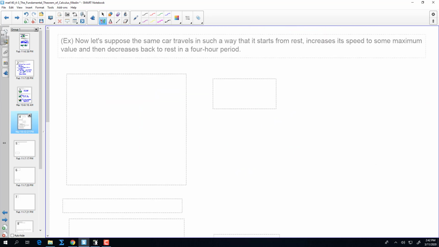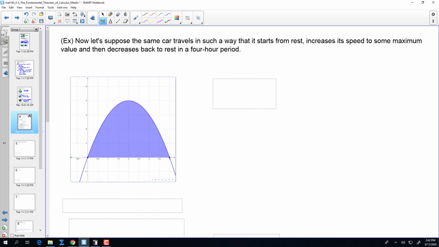Now, suppose the same car travels in such a way that it starts from rest, increases its speed to some maximum value, then decreases back to rest in a 4-hour period. And I don't know why I chose to bring this back to make this a 4-hour period, as opposed to a 2-hour. I just liked the graph better, but honestly I could have rescaled. It doesn't really make a whole lot of difference.